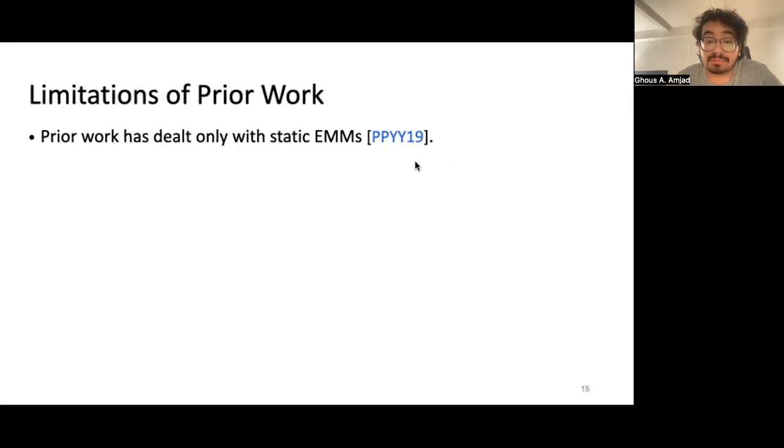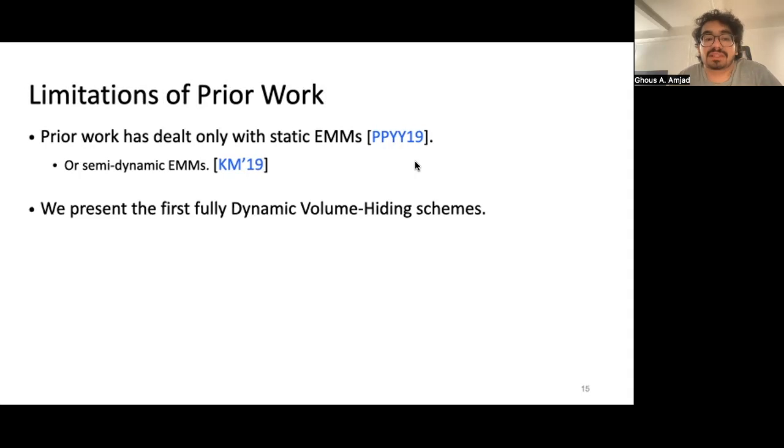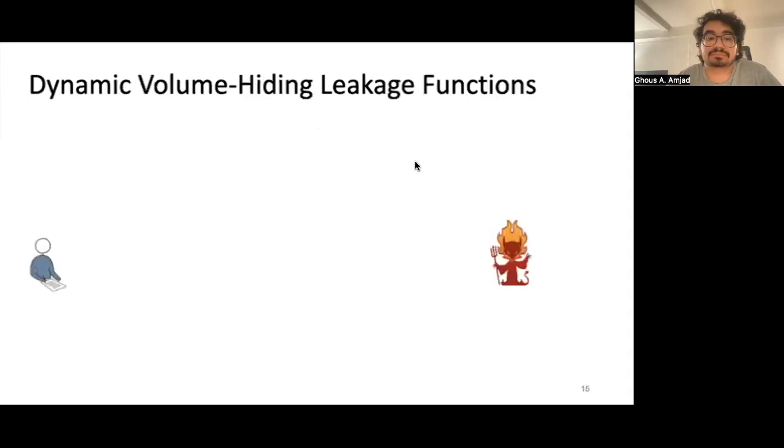Now clearly volume hiding is important, but prior work has only dealt with static encrypted multi-maps so far, i.e. they do not support updates. And in the case of KM19, only semi-dynamic updates, which means not all types of updates. Also, with full dynamicity comes the requirement of additional properties such as forward and backward privacy, which we will not go over in this talk, but our schemes have them simultaneously with volume hiding. And to that end, we present our first fully dynamic volume hiding scheme.